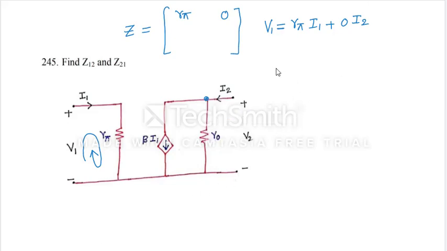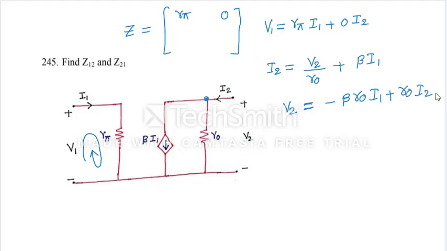What I can say here: the nodal equation, I2 is equal to V2 by R0 plus beta I1. So from this we will get V2. V2 is equal to what now here? Minus beta R0 into I1 plus R0 into I2.